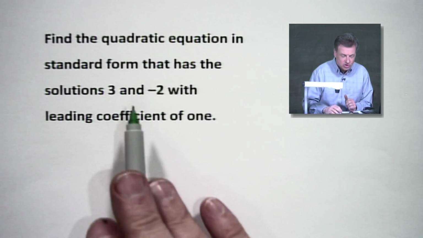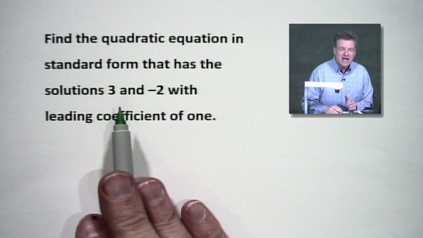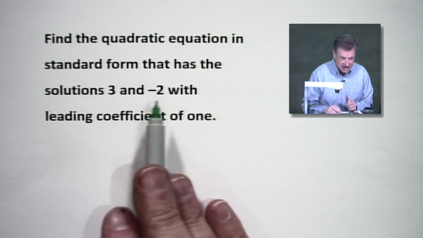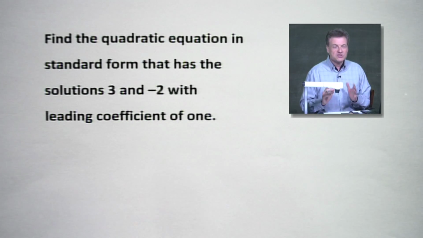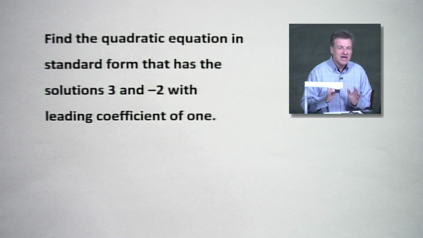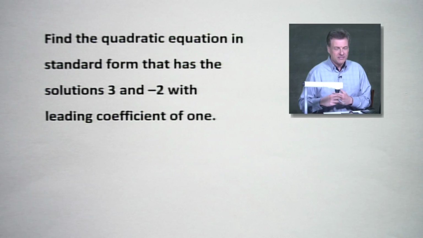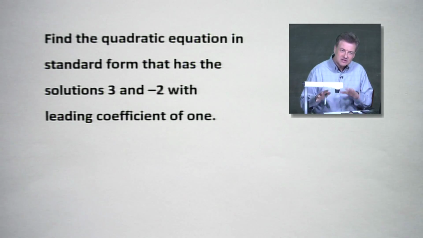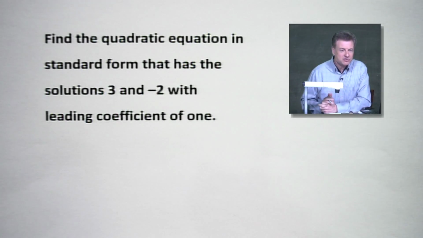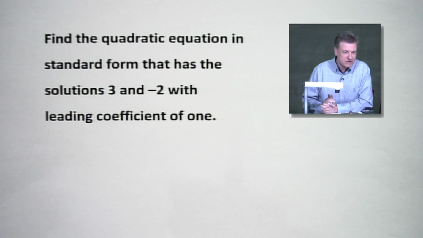But today, it's all about the quadratic in standard form. That means ax squared plus bx plus c, all right? Now we've got to talk about what happens when we get solutions of 3 and negative 2 and a leading coefficient of 1. That simply means our a is going to be a 1 there, all right? So it's going to be x squared plus something x minus whatever. We're going to work it out and figure out where this thing's going to go.